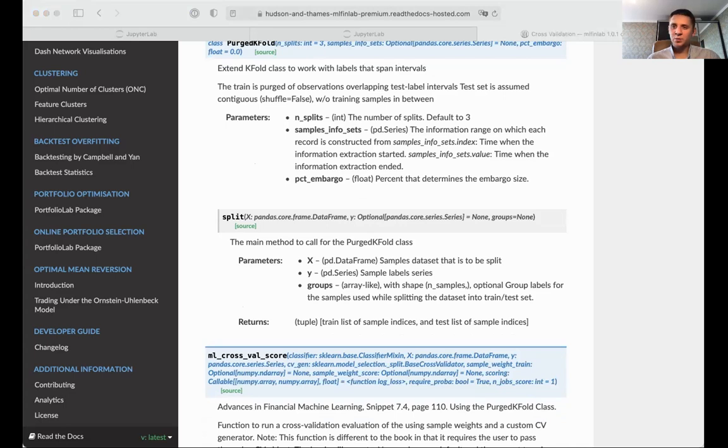In the next lecture series, we will discuss how sample weights are used in financial machine learning and why using sample weights is so important in those fit and score function calls.